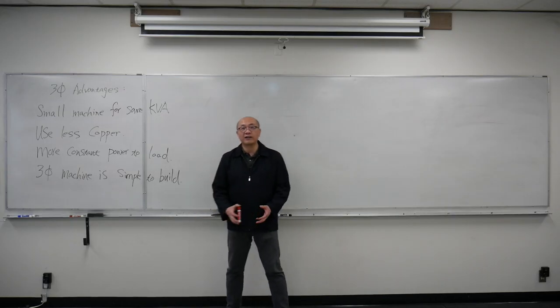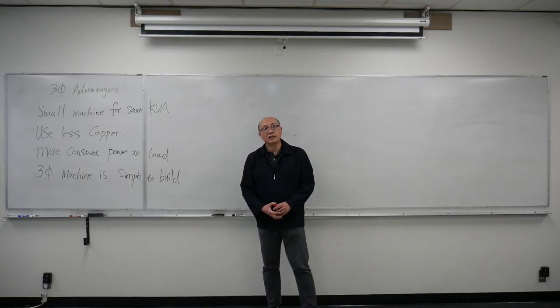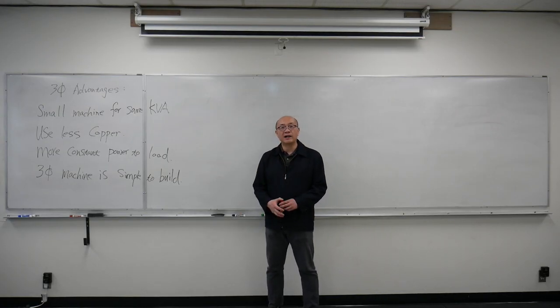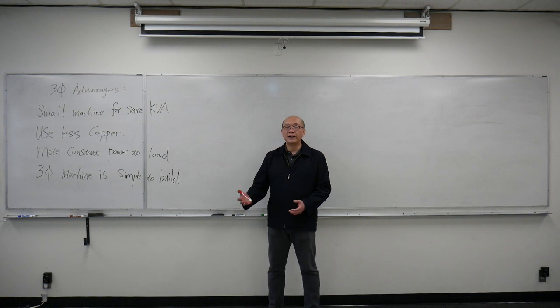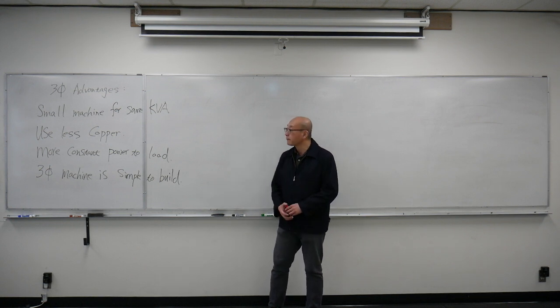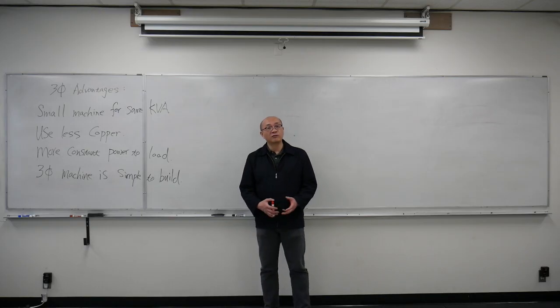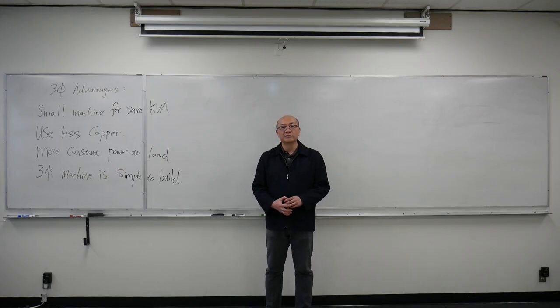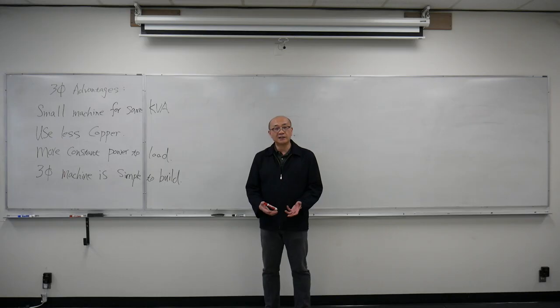So if I want to deliver the same amount of power with a three-phase system, I can build a smaller machine to deliver the same amount of kVA compared to a single-phase system. Second, when we use a three-phase system to deliver power, we can use a smaller conductor. We will show you how we can achieve that. When we use a smaller conductor, we use less copper.